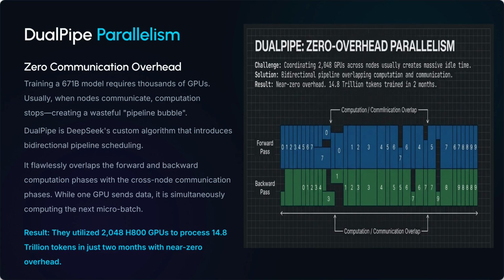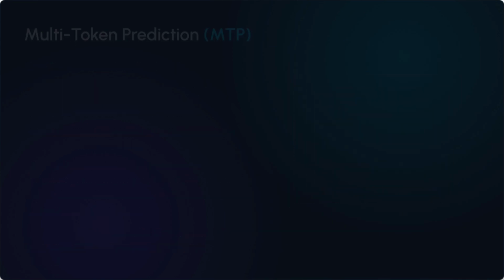This custom algorithm uses bidirectional pipeline scheduling to flawlessly overlap computation and cross-node communication, achieving near-zero overhead. This enabled processing 14.8 trillion tokens in 2 months.